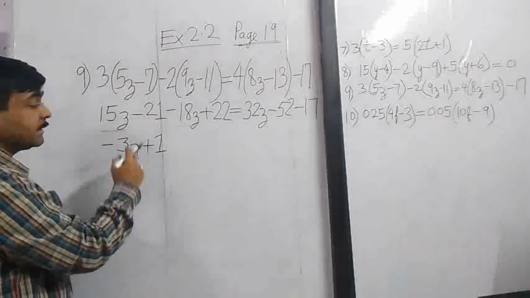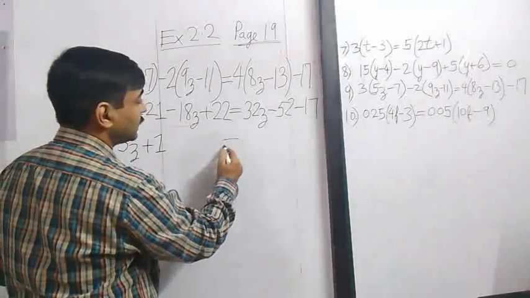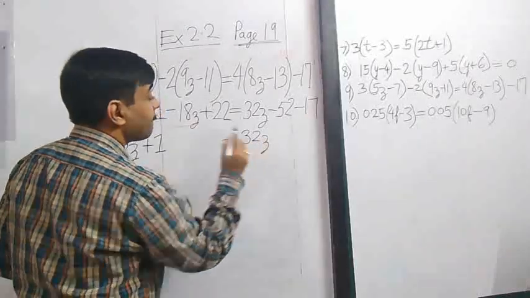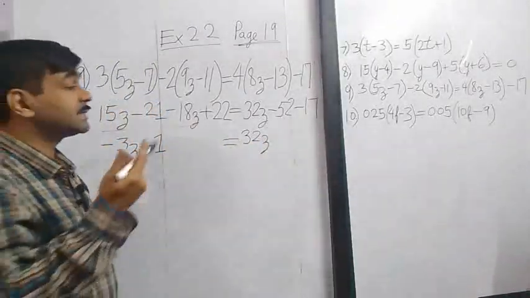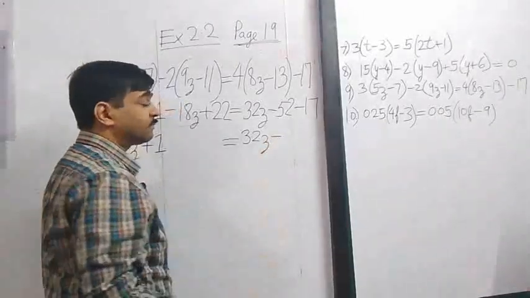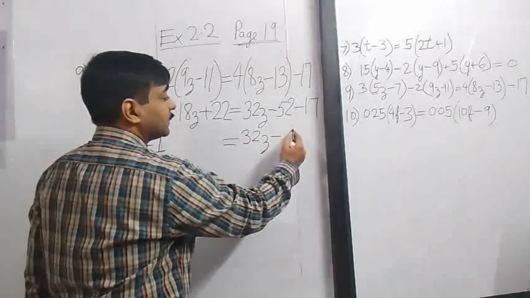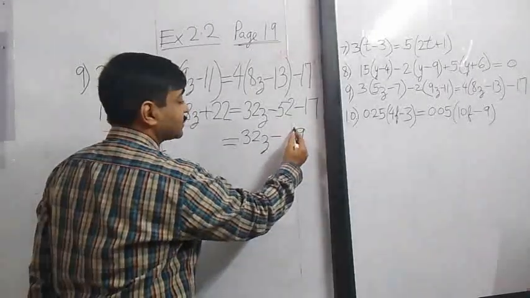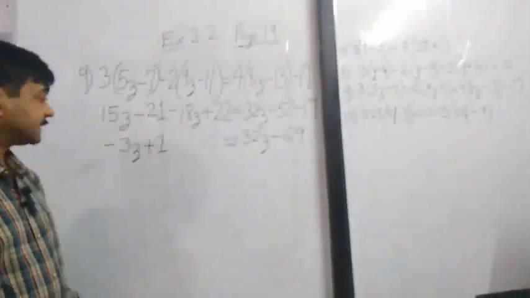Minus 3z plus 1 equals 32z minus 52 minus 17. Both are negative, so I took the sign of negative. 2 plus 7 is 9, and 5 plus 1 is 6. So we have 32z minus 69.